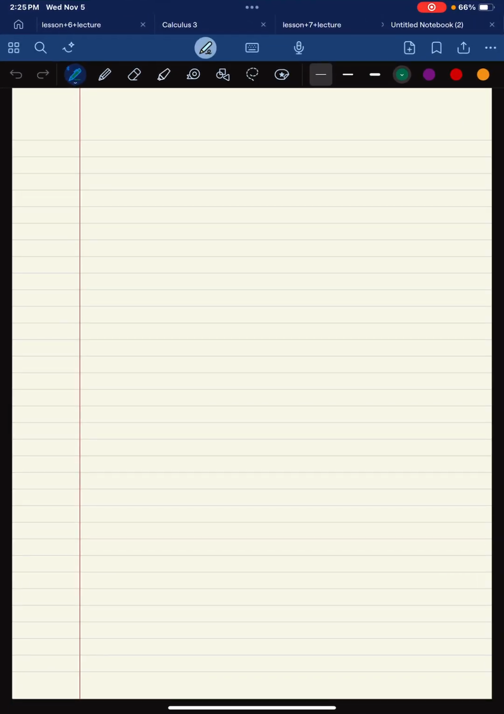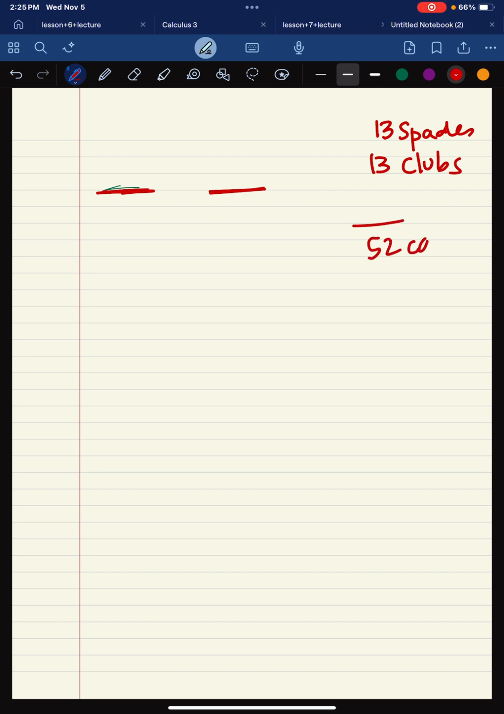Okay, so your question was, if you are dealt 2 cards successively without replacement from a standard 52 card deck, find the probability of getting 2 black cards. First of all, we have 2 cards being drawn. The probability of a black card would be, there are 13 spades and 13 clubs out of a total of 52 cards, right? So that's going to be 26 out of 52 for the first draw, okay?